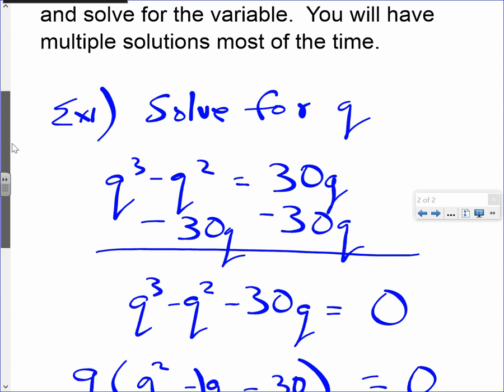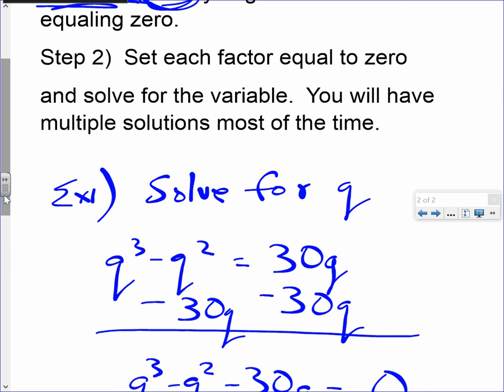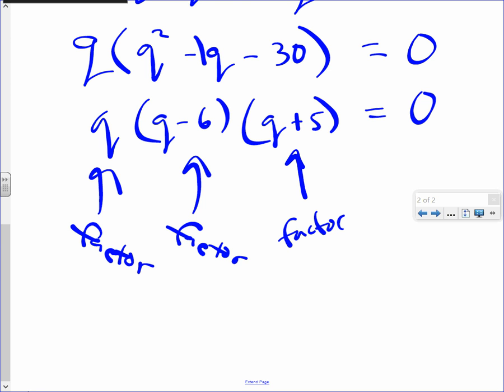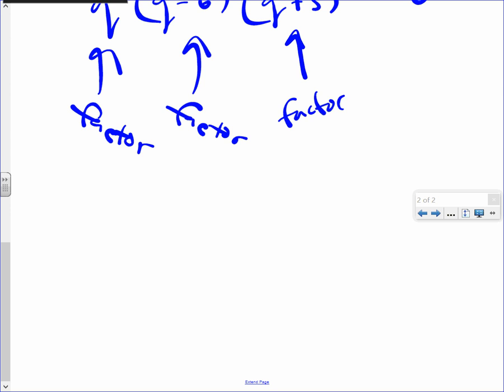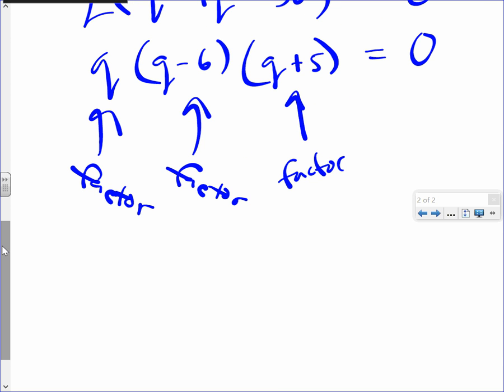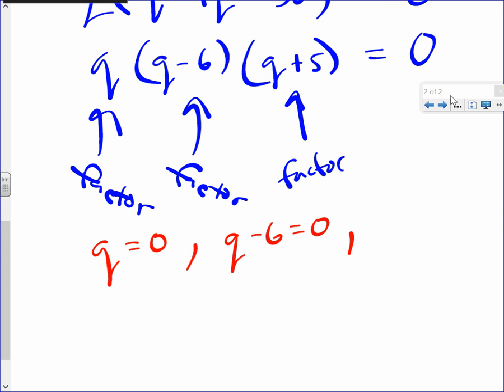So step 2 says, set each factor equal to 0 and solve for the variable. Let me set each factor to 0. Watch. I'll put it in red now. So you see that I'm shifting gears now. Every factor I'm going to set equal to 0. I'll set that factor equal to 0. Look at q equal to 0. Well, that was easy. There's a solution. I know one of the solutions is 0. I'll put a comma. How about q minus 6 equals 0? Look at this. q minus 6 equals 0. Comma. And then q plus 5 equals 0.